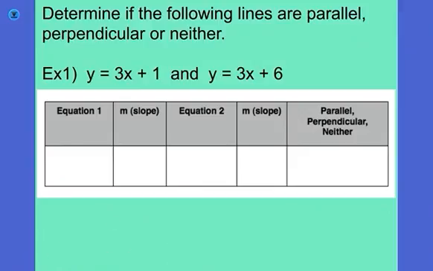So when we go to determine if the following lines are parallel, perpendicular, or neither, remember we're always going to be looking at the slope to determine that. So remember that our equations are written, or we hope that they're written, in y equals mx plus b, and if they're not, we need to write them in y equals mx plus b. So our first equation is y equals 3x plus 1.